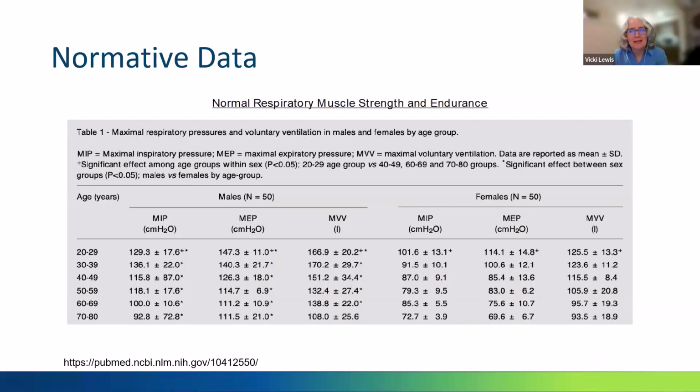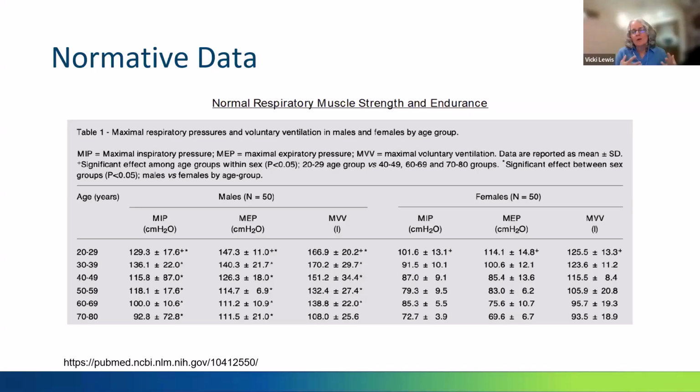This is some normative data. By no means do you need to memorize this. And there are, dare I say, bazoodles, I'm making up words, bazoodles of norms out there, and they're not all identical. If you look at this normative data, it starts at age 20. And if you work with pediatric patients, this information won't do you much good. But there are multiple sources out there for pediatric norms as well.